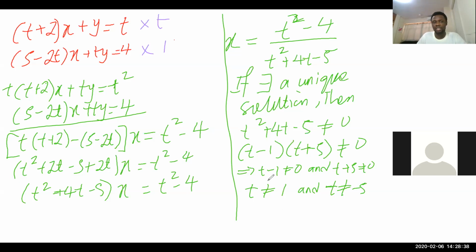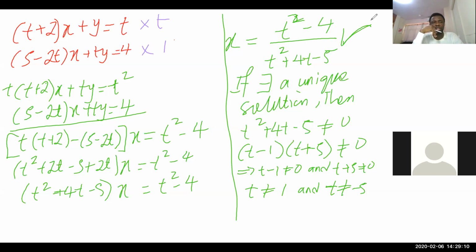Remember, when you have a unique solution, t cannot be 1 and t cannot be -5. So every other number except 1 and -5 gives a unique solution, and there are a lot of them. That is why you are asked to find the solution in terms of t. Does it make sense now? And you have just found one of them. That is your x. Okay? So all you have to do is get your y.